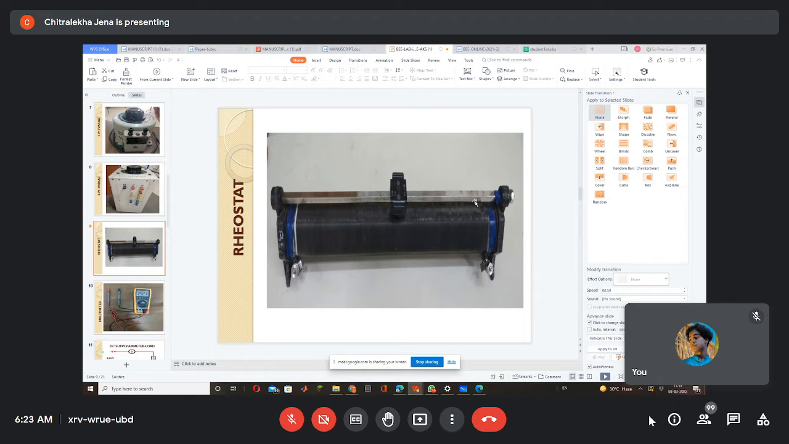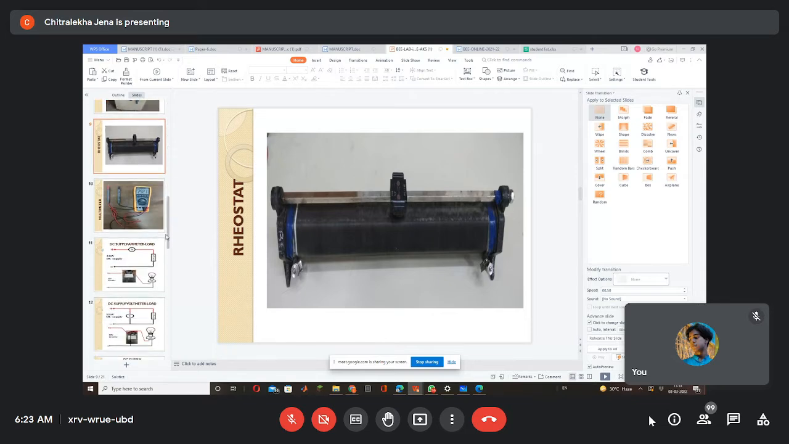Am I clear to all of you? If you are connecting 2 fixed points, then you are getting a fixed resistance. If you are connecting one fixed and one variable, you can change the knob and vary the resistance. Am I clear now? Yes, all of you? Okay, very good.